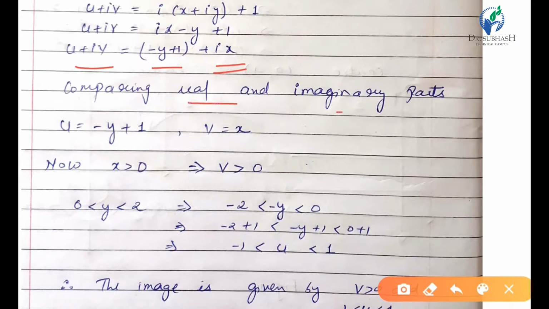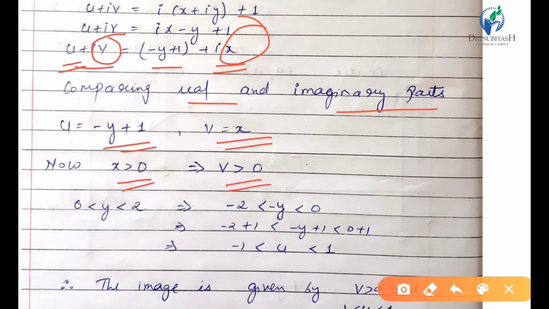Now we'll compare real and imaginary parts. Here the real part is u, and on the right hand side the real part is minus y plus 1. What will be our imaginary part? That is the coefficient of i. Here the coefficient of i is v, and here the coefficient of i is x. So we get v equal to x. Now the first part given to us is x greater than 0. Now as obtained here, we get v equal to x. So obviously v will be greater than 0.